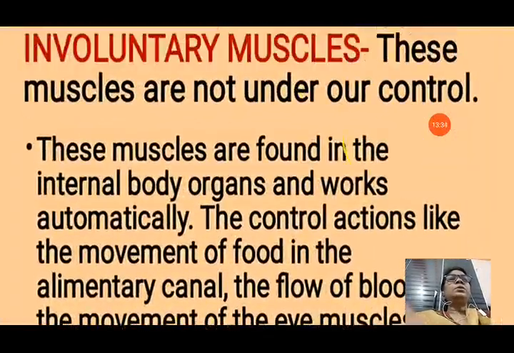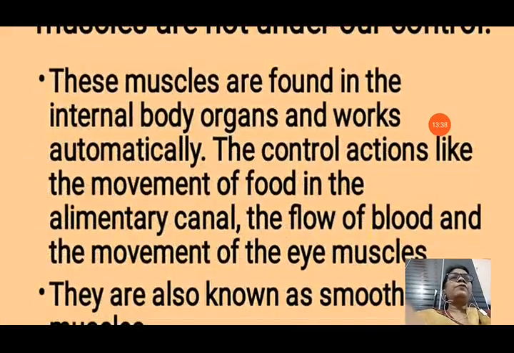Involuntary muscles. These muscles are not under our control. These muscles are found in the internal body organs and work automatically. They are not joined with any type of bones. So they are also known as smooth muscles.